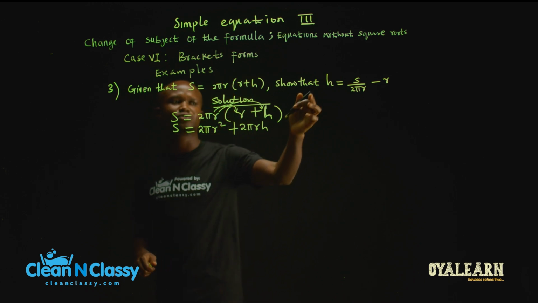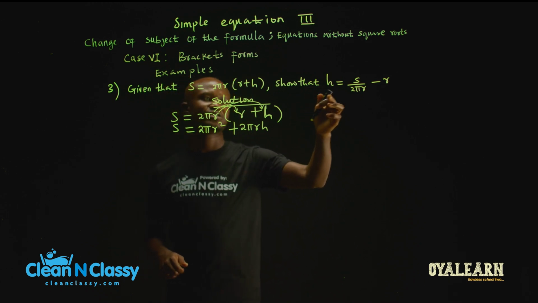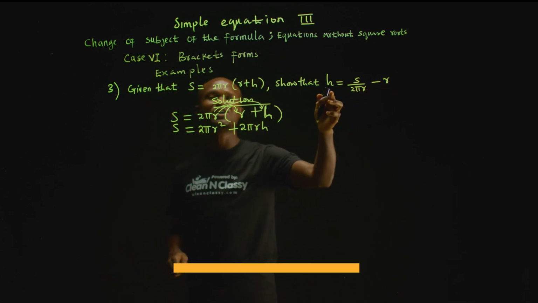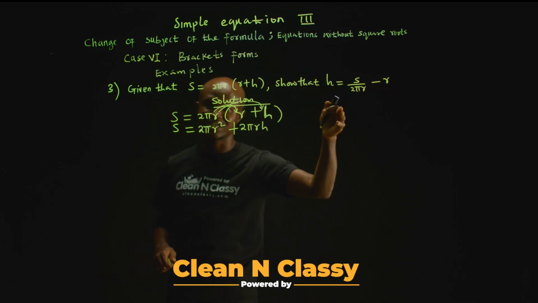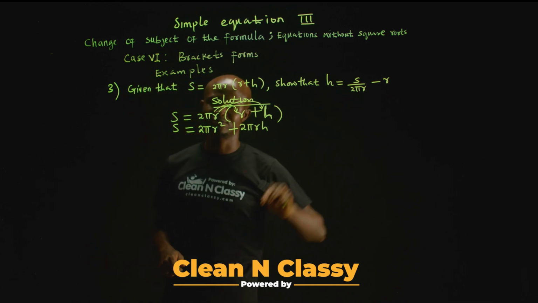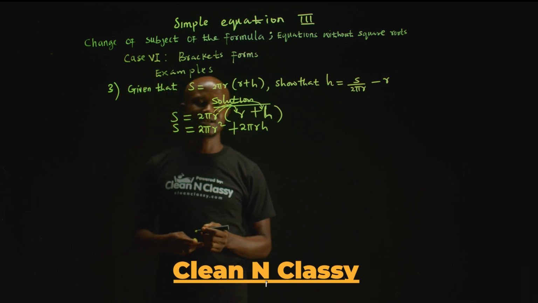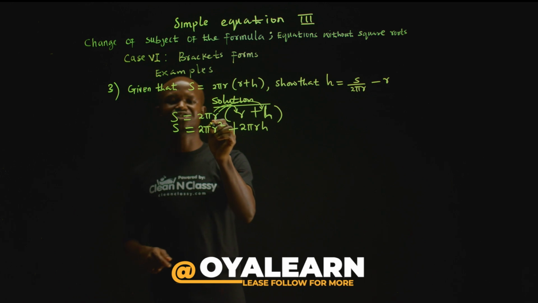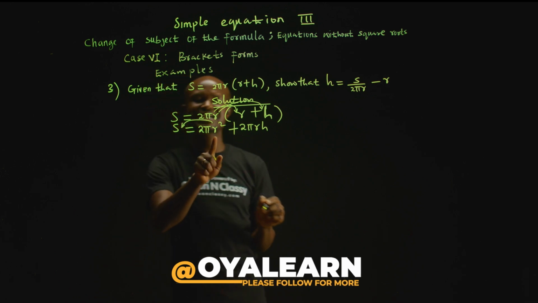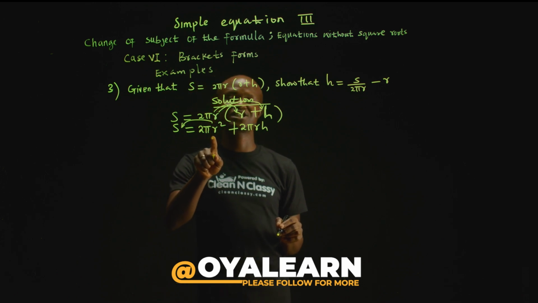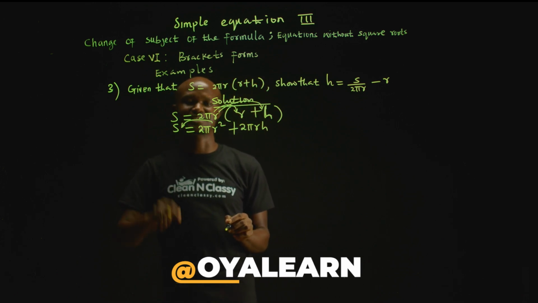Don't forget we want to show that h is equal to S divided by 2 pi r minus r. That simply means we should make h the subject of the formula such that our result will be in this form. Now, for us to make h the subject, we need to transfer this term to this side, because this particular term does not involve h at all.